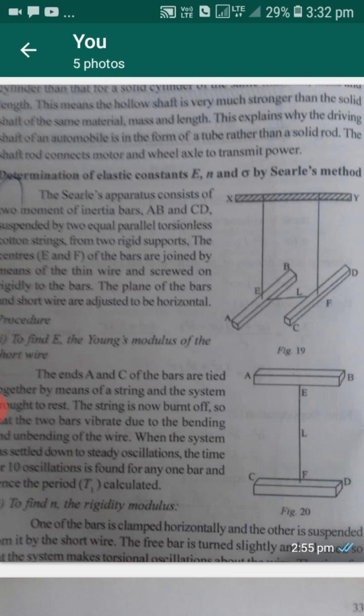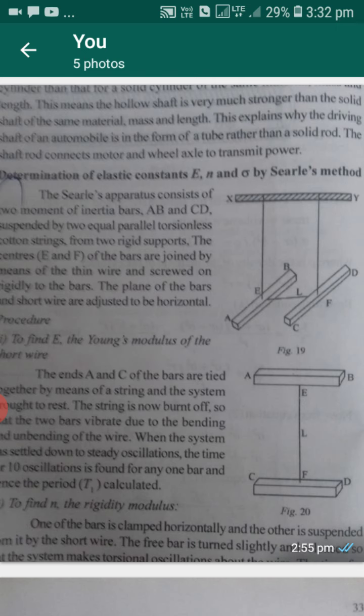Next, we shall see about the Searle's apparatus. That is the Searle's apparatus. It is used to find the Young's modulus E, rigidity modulus N, and Poisson's ratio sigma. It consists of two bars. The bars are rectangular in shape, that is AB and CD.